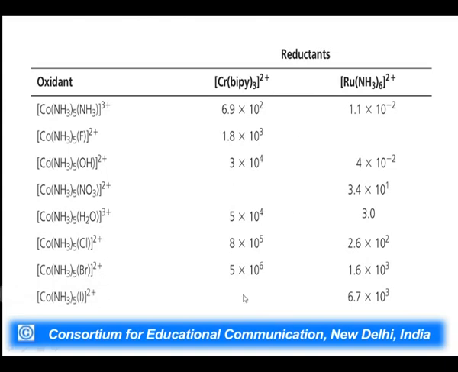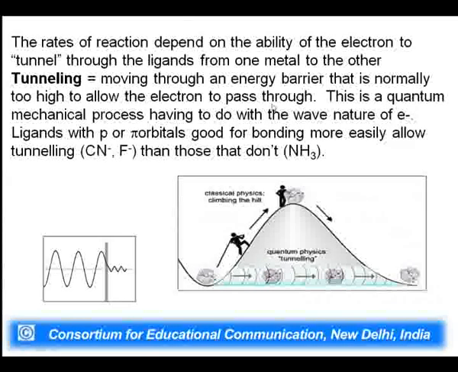We can see in this case the rate of reaction varies with the reductants, if we keep the oxidants constant and vary the reductants, because it depends upon the ease with which the electrons can be transferred. The rate of reaction depends upon the ability of the electron to tunnel through the ligands from one metal to another. Tunneling is basically moving through this energy barrier.